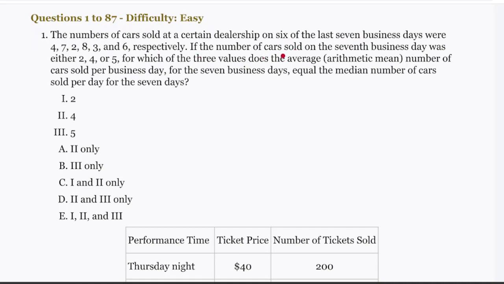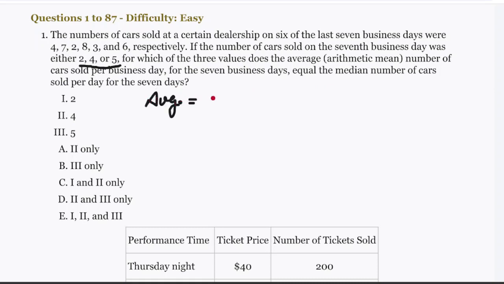If the number of cars sold on the 7th business day was either 2, 4, or 5, so I have given an option to you. One of them is going to be the number. For which of the 3 values is the average number of cars sold per business day equal to the median number of cars sold per day? That means first of all you have to find out the average.